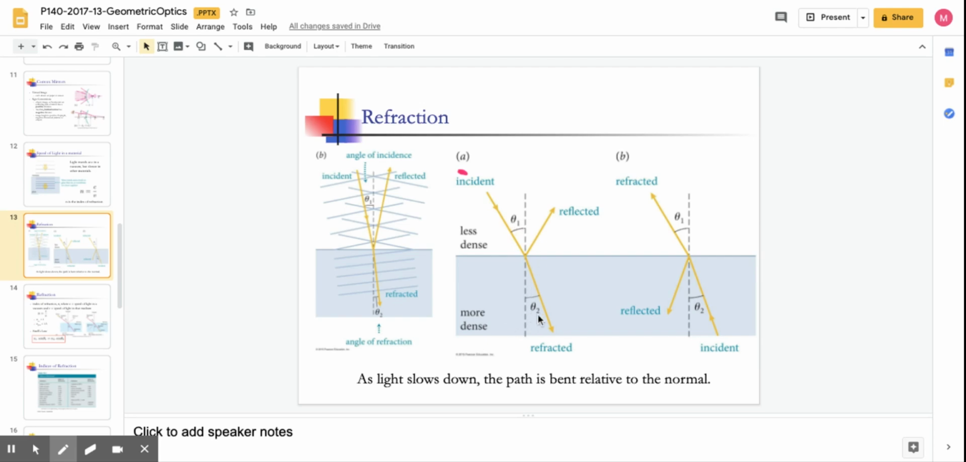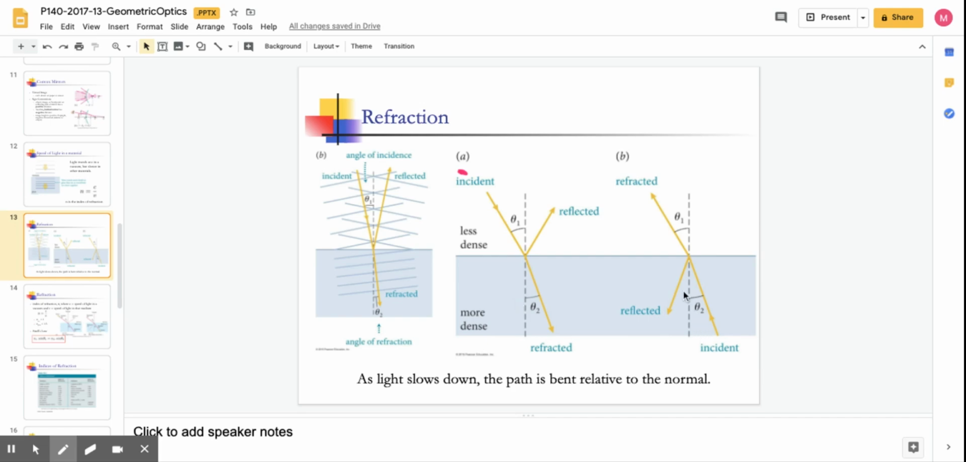But when we calculate our angle of refraction, when we have different indices of refraction, like air and then glass or air and then water, then the ray will bend towards the normal. So when we go from less dense to more dense, the ray bends towards the normal. So theta 2 will be smaller.